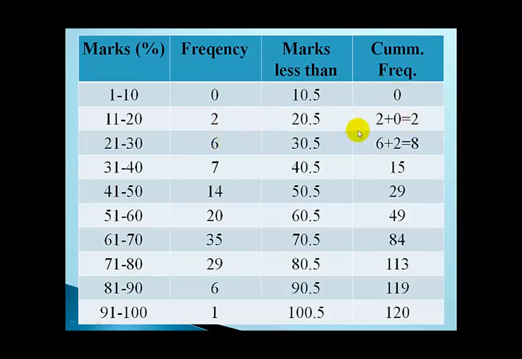6 plus 2 will give us 8. 7 plus 8 will give us 15. 14 plus 15 will give us 29. 20 plus 29 will give us 49. 35 plus 49 will give us 84. 29 plus 84 will give us 113. 6 plus 113 will give us 119. And 1 plus 119 will give us 120. So the total cumulative frequency is 120. Now let's proceed.